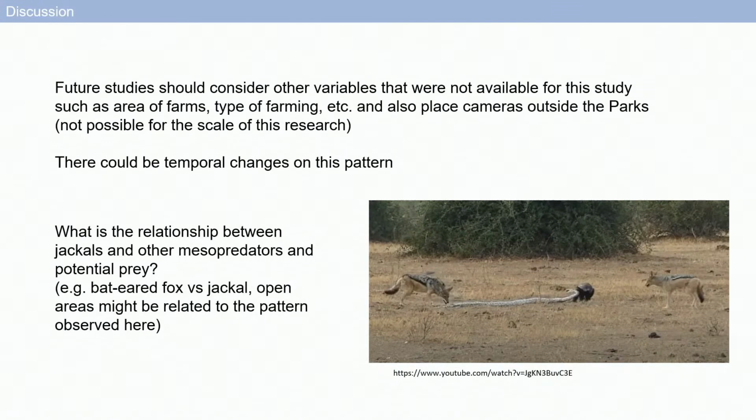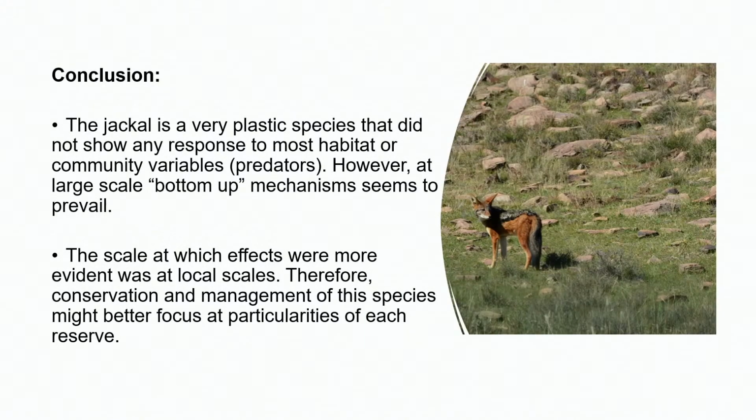We know that bat-eared fox and jackals don't really get along very well. So in general, we confirm that jackal is a very plastic species. It can move around the matrix without any problem, at least between the reserves, which is what we were interested in. And the scale at which the effects were more evident was at a local scale. That also helped us to consider that the management of this species, which is very general and some drivers are not super clear sometimes, is better addressed at each context or each local scale, not necessarily at the landscape or country-wide level, because the things with jackal are probably more localized.